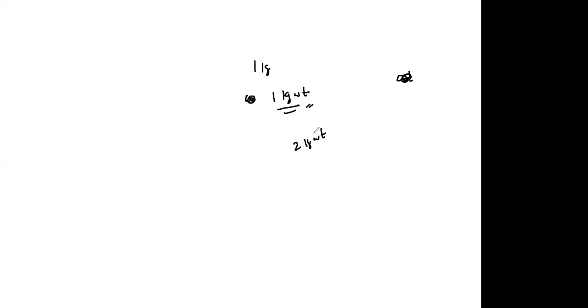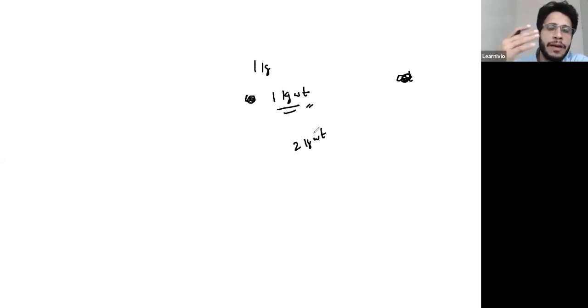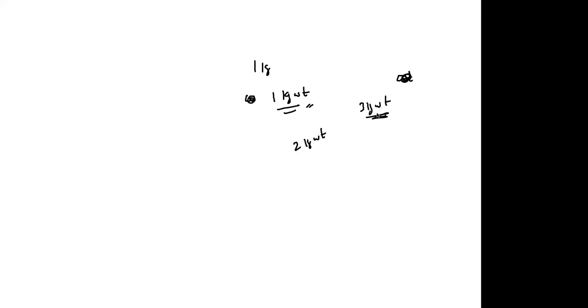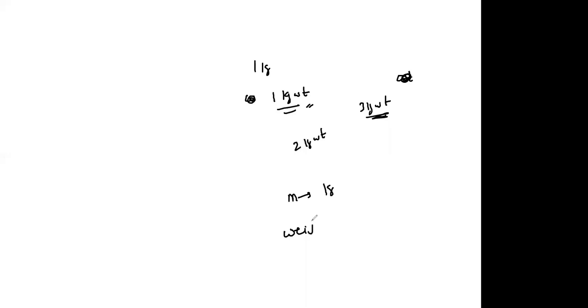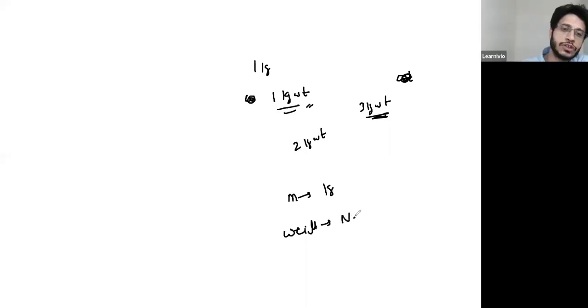Weight. If you buy anything from the market, at the end it is written how much its weight is basically. It's 1 kg weight, 2 kg weight, 3 kg weight. What is this, weight or mass? Mass. Remember, SI unit of mass is kg. Weight is a force. SI unit of force is Newton.